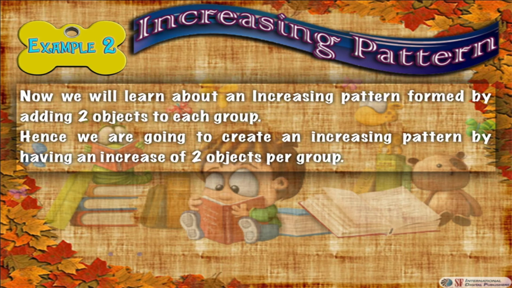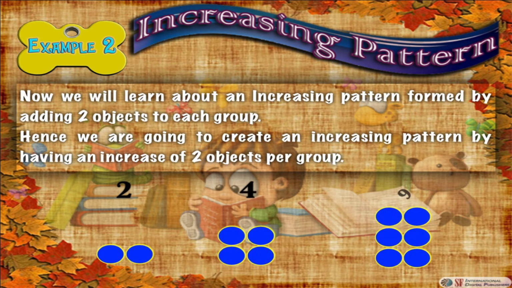So, we have 3 groups, and each group has a certain number of balls in it. By looking at group number 1, we can easily tell that it has 2 balls in it. Group number 2 has 4 balls in it, whereas group number 3 has 6 balls. By observing these groups, we can see that these groups are following a sequence in which the number of balls are increasing.